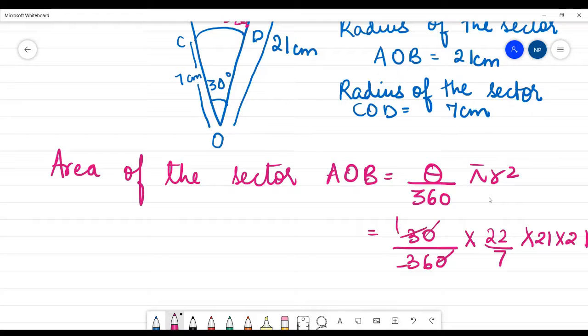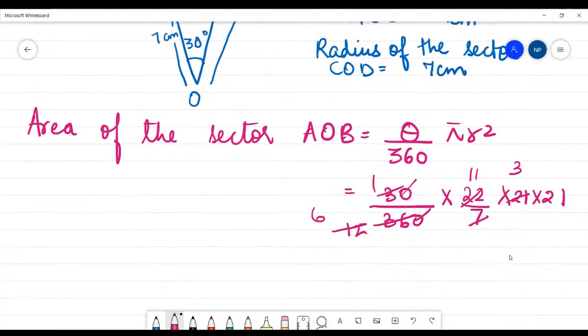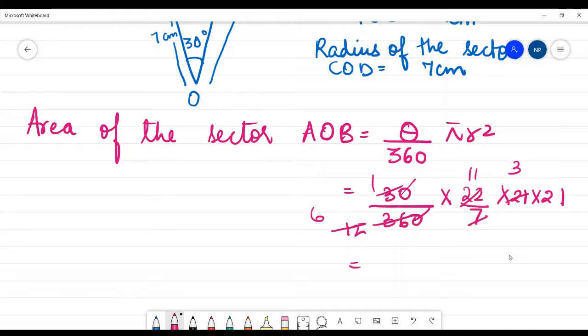So we are left with 1 upon 12. This goes 7 ones are 7 threes are, 2 six are, 2 11s are. So over here we are left with 11 into 3, 33 multiplied by 21 upon 6. After simplification, we will be left with 33 multiplied by 21, 115.5 centimeter square.